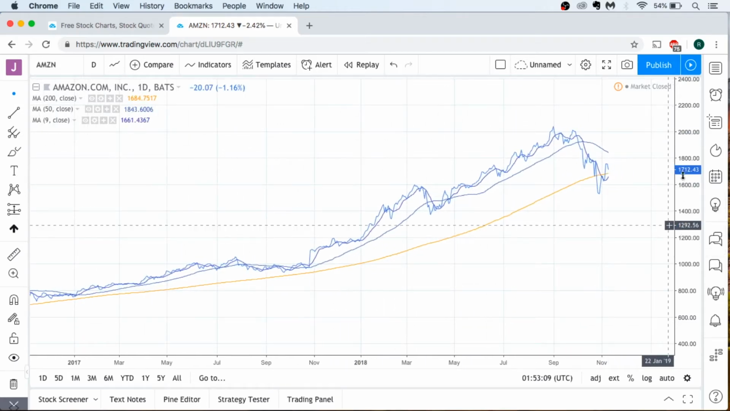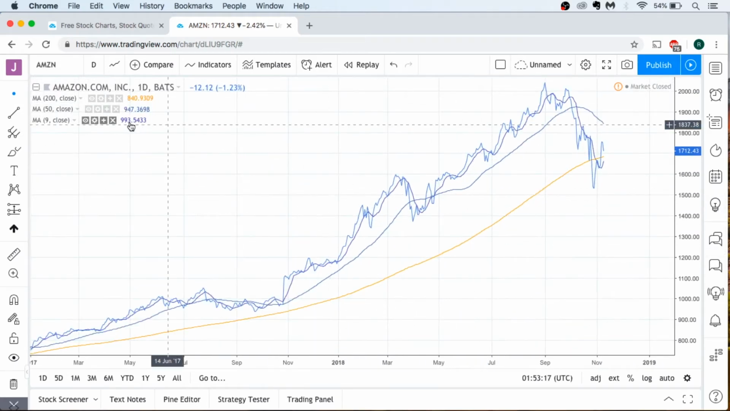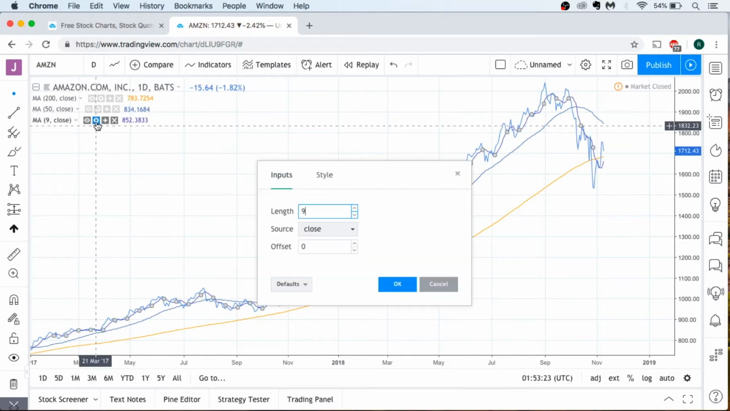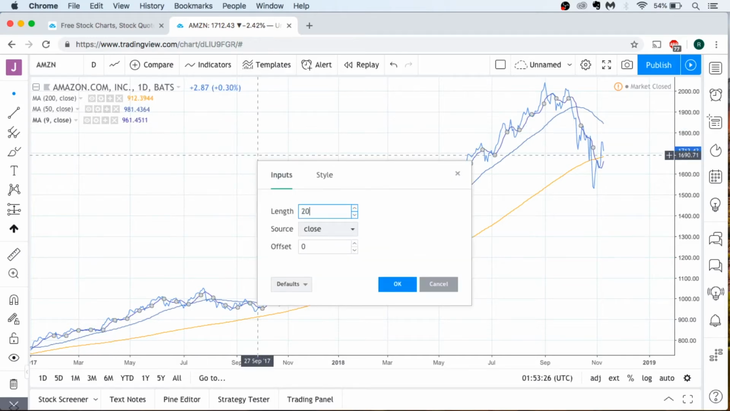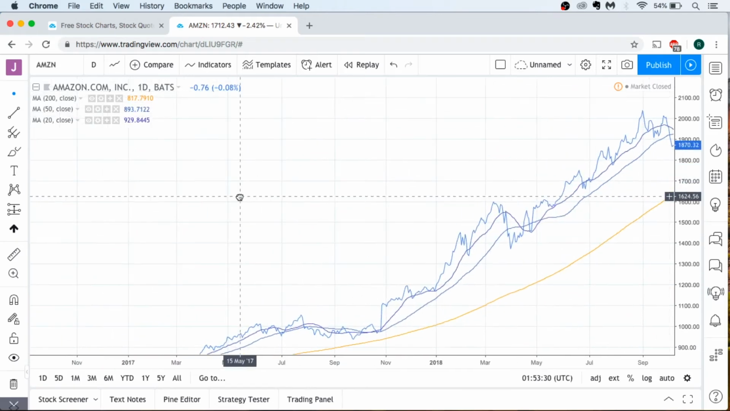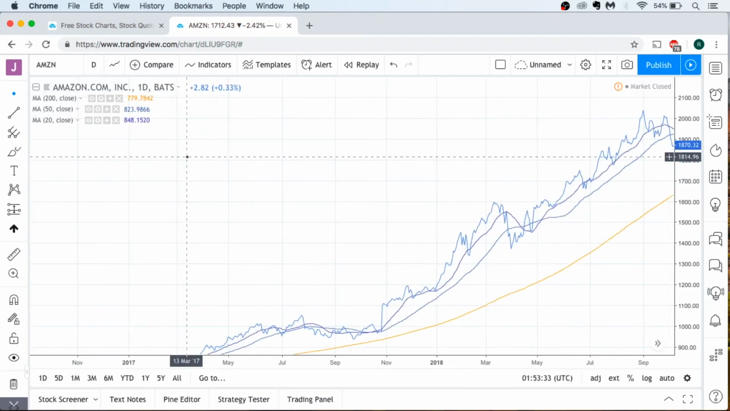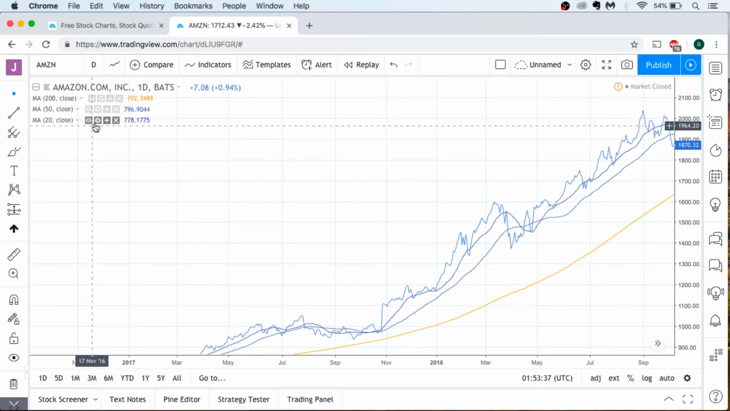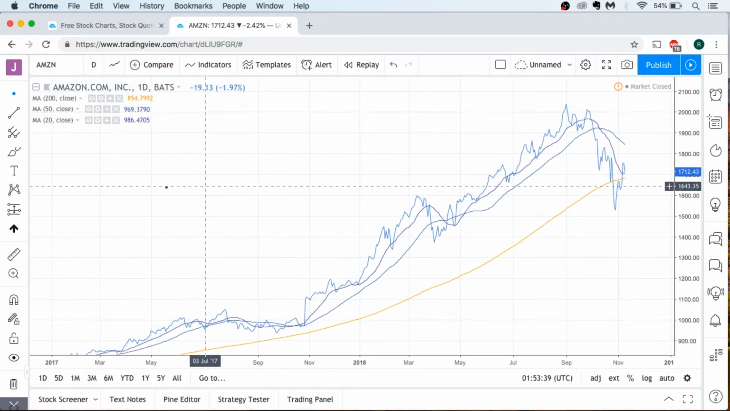So, okay, here's another great way of looking at this. I showed you the trend lines. Now, some people like to use the moving averages. I'm more of a moving average type of person. I use all of it, but moving averages for me will tell me everything I need to know.